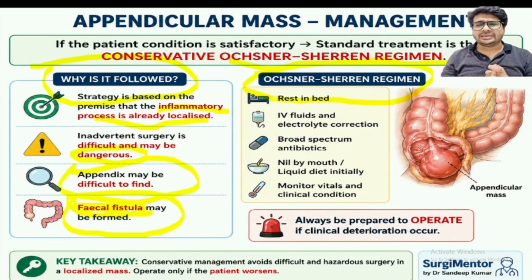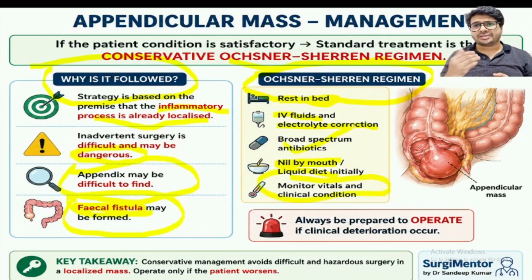So in this, the patient is admitted and kept nil per orally, or on a very minimal diet as per the hunger of the patient. You will give IV fluid supplementation to the patient and also electrolyte correction if it is deranged, and you have to monitor the vitals of the patient. Also, in addition to that, antibiotics should be administered.